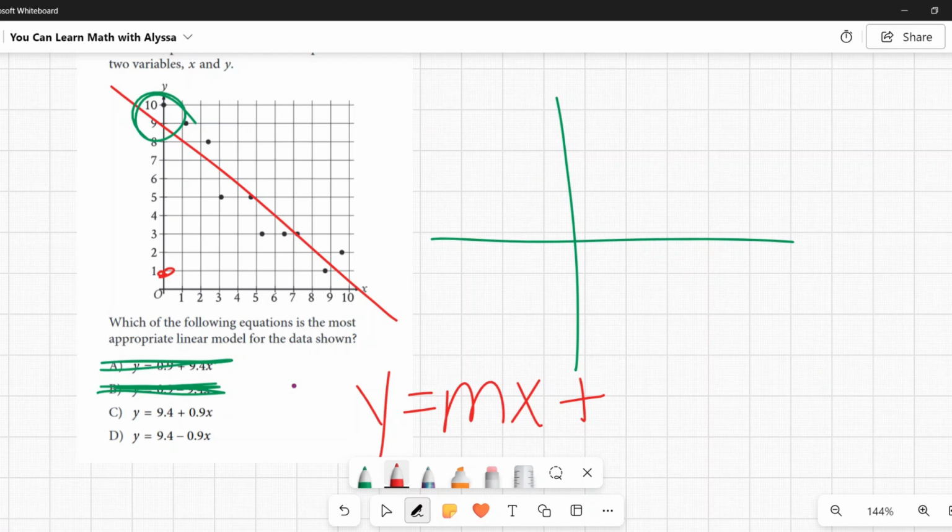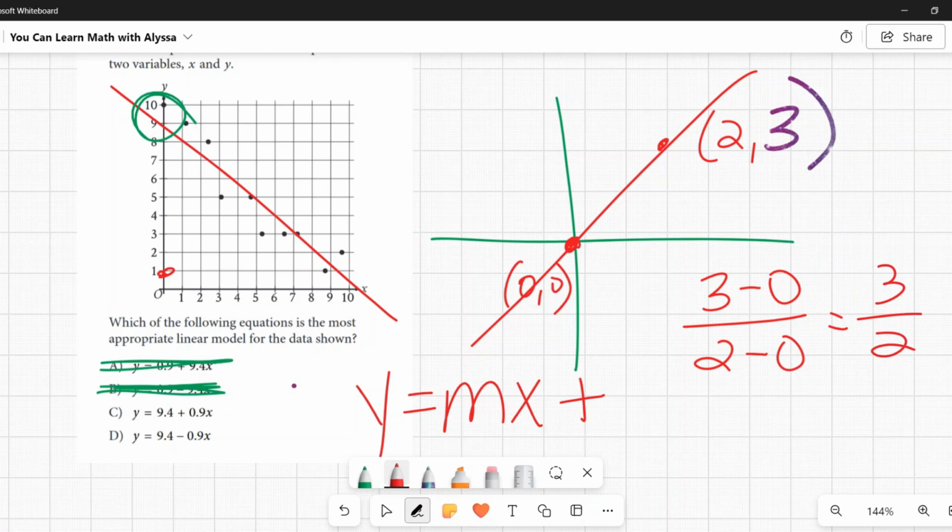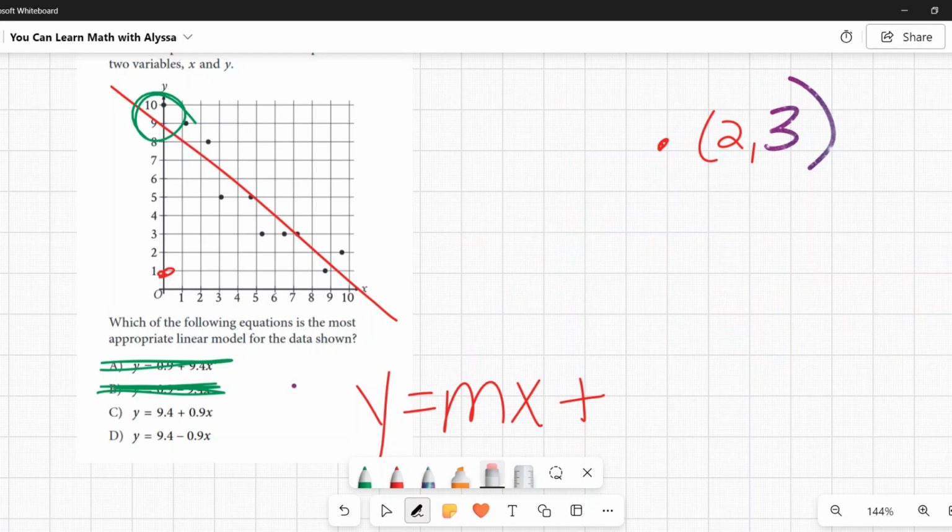If you have a hard time remembering that, you can always plug in some real numbers. Like if I've had a line that had the points 0, 0, and let's say it went up to 2, 3, and it's going through there. It's change in y over change in x. So the change in y would be 3 minus 0. The change in x would be 2 minus 0. The slope would be 3 halves. That's how you find the slope. You subtract the y's, you subtract the x's. And you can always do that if you have a hard time remembering which positive and negative are.